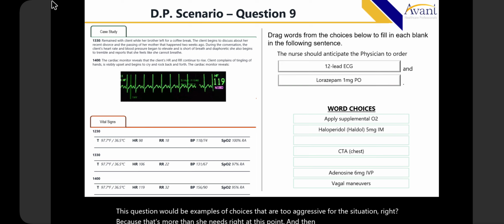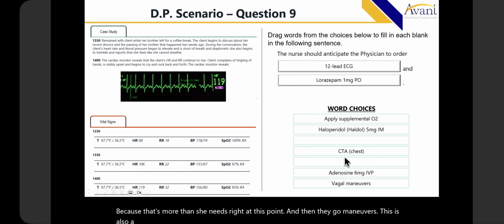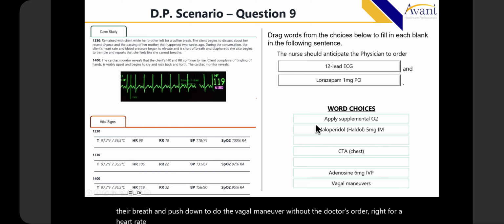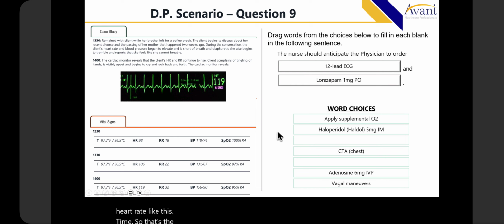And then vagal maneuvers, this is also a nursing intervention, right? So it does not require doctor's orders. We can have the patient bear down, plug their nose and hold their breath and push down to do the vagal maneuver without the doctor's order, right? For a heart rate like this, okay? So that's the reason it's not correct.